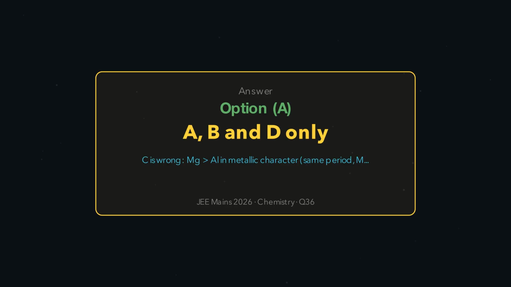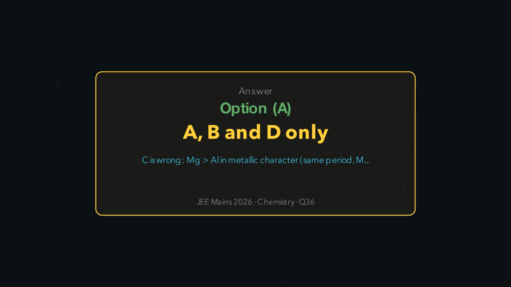Option C says metallic character goes K greater than aluminum, greater than magnesium, greater than B. Here's the trap. Magnesium and aluminum are both in period 3. Moving left to right across a period, metallic character decreases. So magnesium in group 2 is more metallic than aluminum in group 13. The correct order should be K, then magnesium, then aluminum, then B. Option C has magnesium and aluminum swapped. It's wrong.